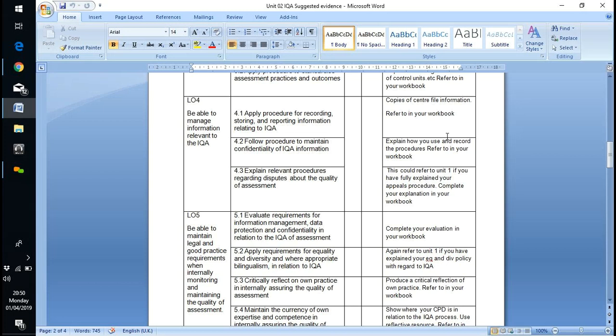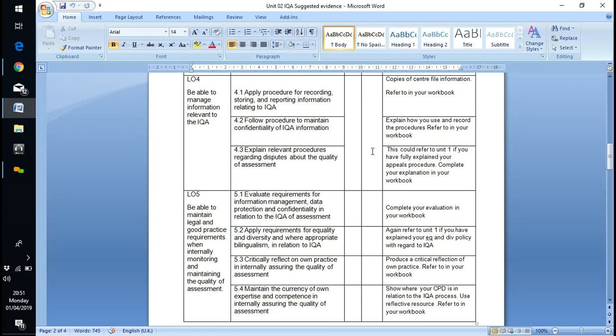It's then stored in a particular area. In our case, it's electronically. There will be also a time set for returning that information by the assessors and also by the IQA. So the IQA will have a plan to bring work in, to make the assurance check on it, and then return the work back as soon as possible. And there will be, in the centre file, a time limit for that. And again, follow procedure to maintain confidentiality.